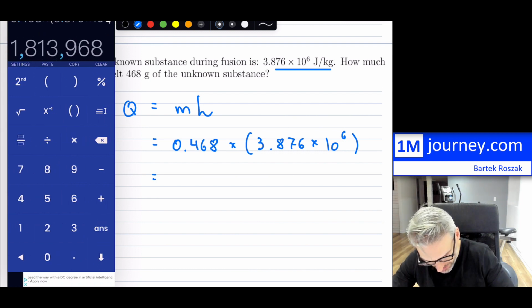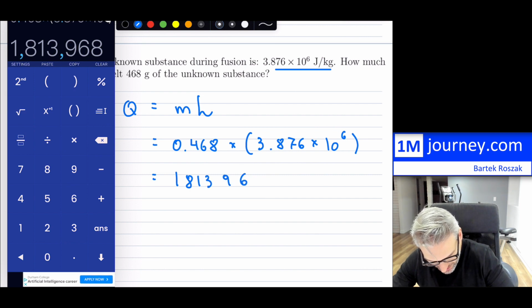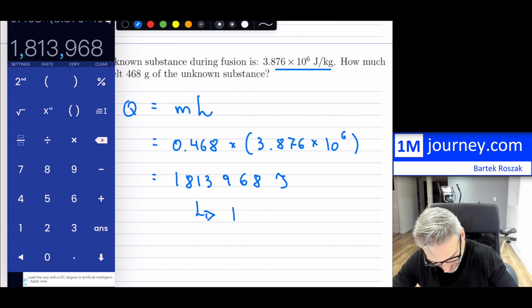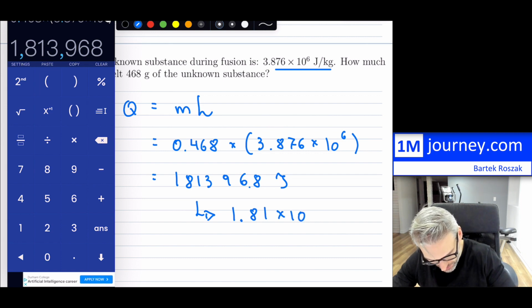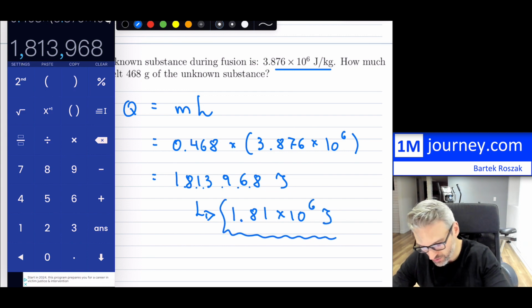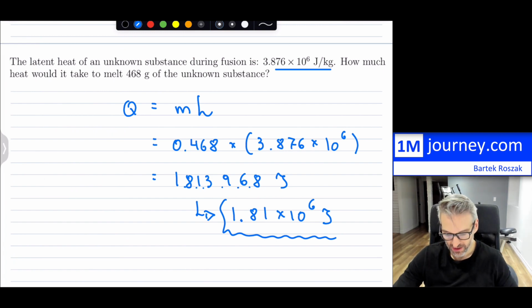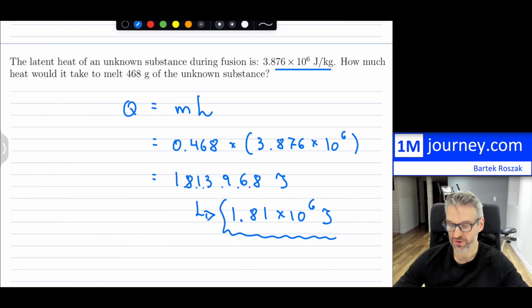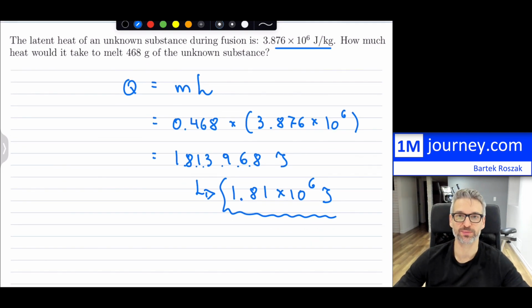Okay, so let's hit that in there. And that's quite a bit of energy. So 968, this would have been joules. So we have three significant figures. I'll put this in scientific notation. So 1.81 times 10 to the 6, joules. So that's how much energy you would need for this particular item with respect to melting. Okay, so that is it for this example.